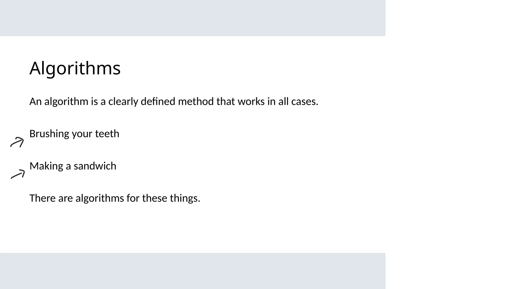Making a sandwich: you get two pieces of bread, you put something between them, whatever that might be, you close it up, and then you can eat your sandwich. There are algorithms for lots of things, tying your shoelaces. So when we talk algorithm, it's not some mystical thing. It's strictly just a process that we use over and over and over again.